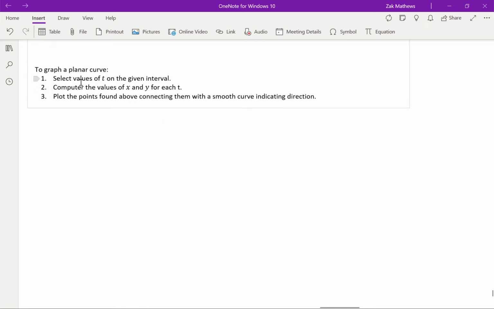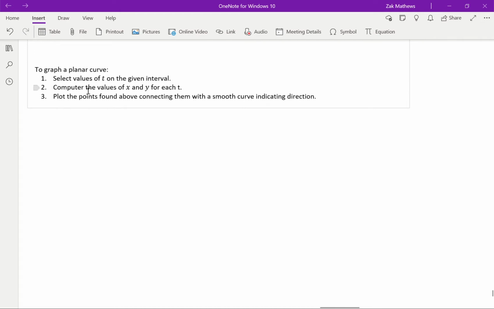So we want to select values of t on the given interval. And a lot of times these parametric equations will have given intervals. For instance, I can't produce negative cars. So the interval for cars might be from 0 to infinity. Or, maybe when I throw that ball, it's going to be in the air from 0 seconds to 15 seconds. At 16 seconds, it's not going to start going through the center of the Earth. It's just going to stop. The model ends. So we're going to have endpoints or intervals for our parametric equations.